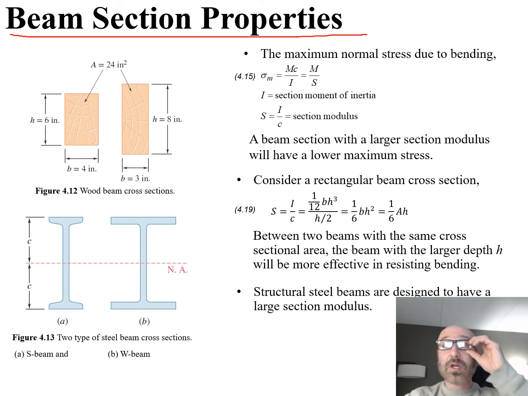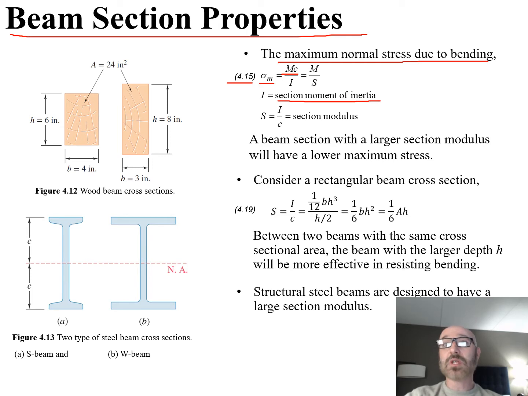If we take a look at equation 4.15 in our textbook right here, we can see the maximum normal stress due to bending is given by the relationship here that our sigma m, our maximum normal stress, is equal to Mc over I, where M is our moment, c is that distance from our neutral axis up to the outer surface there, and I is our section moment of inertia.